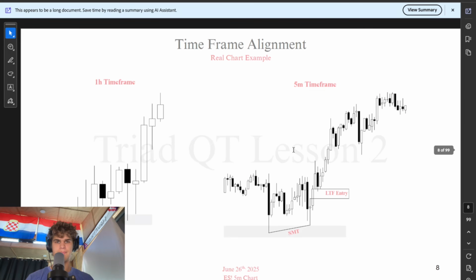So, 8th slide. Time frame alignment, same thing. Real chart example. These are real screenshots taken of real charts, right? This is a 1 hour time frame. This is a 5-minute time frame. You have your SMT within the gap, and you have a lower time frame entry, and you take off. Taken on June 26, 2025. Go check your charts. 5-minute chart in ES.